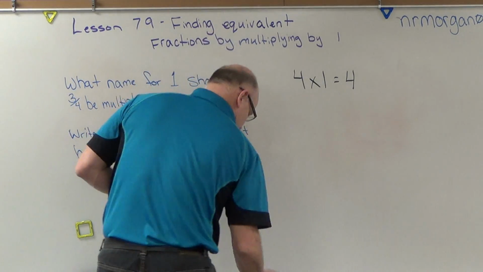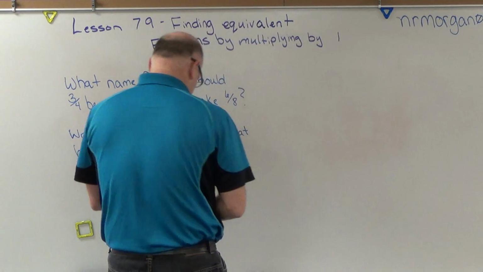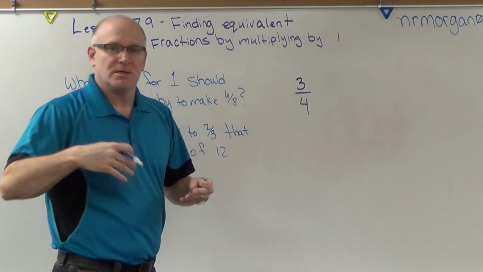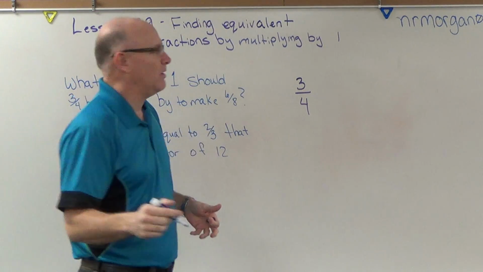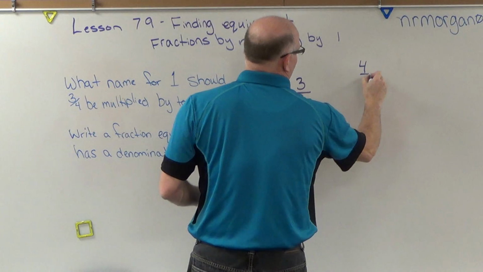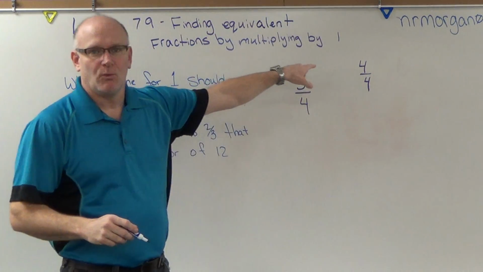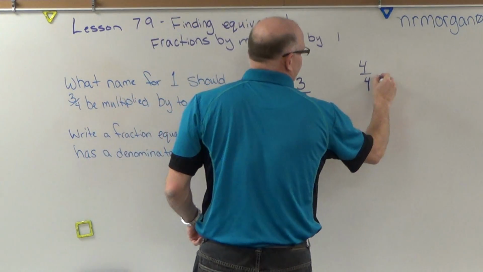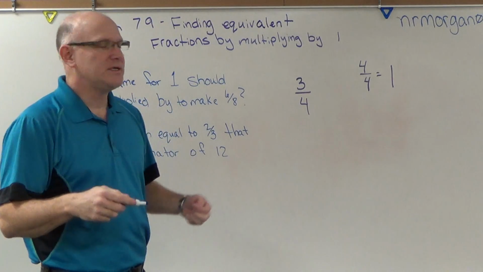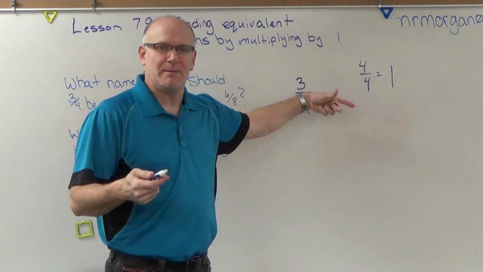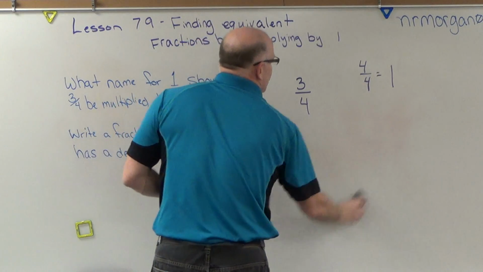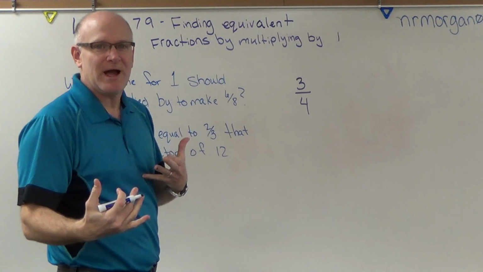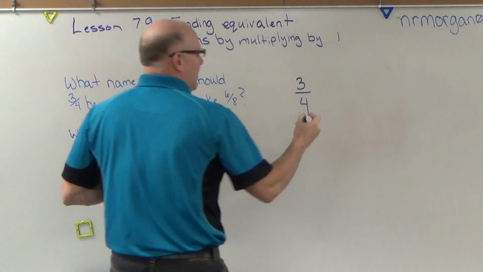So if I had 3/4, and a couple of lessons ago we talked about what is 4 over 4. What does that equal to? Right. Nice job. It's equal to 1. Anytime the numerator and the denominator are the same, it equals 1. All right? So we can change this to a different fraction by multiplying by 1.